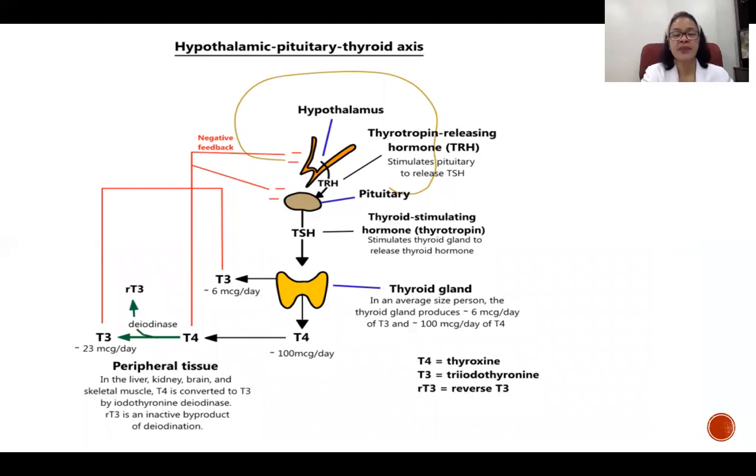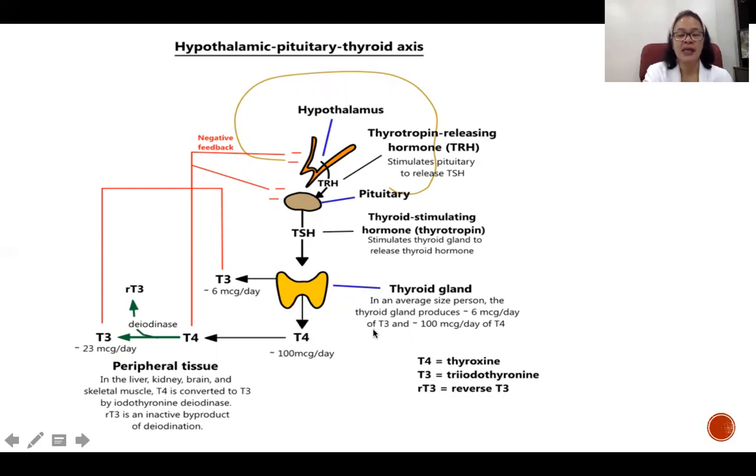So this is the hypothalamic pituitary thyroid axis. So we have your thyrotropin releasing hormone. So what's the role of your TRH? It stimulates the pituitary to release the TSH. And the TSH will stimulate this thyroid gland to release both the thyroid hormones T4 and T3.